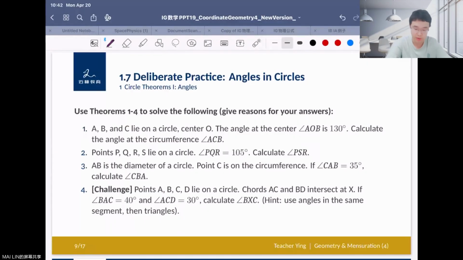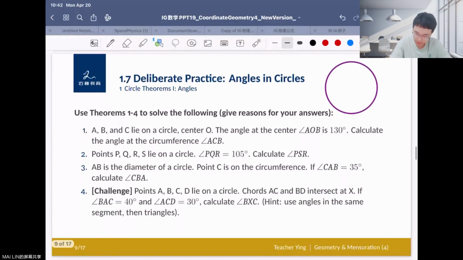Okay. So maybe the first problem is that triangle ABC lies in the circle with center O. The central angle AOB equals 130 degrees, and calculate the angle ACB. Okay, so here is for this value.